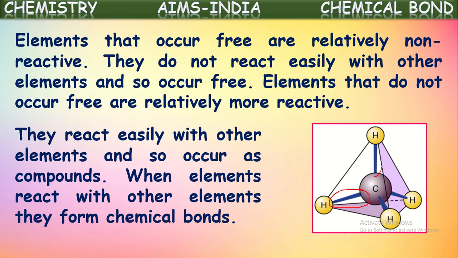See, these blue lines represent the chemical bonds between the atoms. Because of this chemical bond formation, they will be together and hence it is altogether called a compound. So compounds are formed because of the formation of chemical bonds between the elements.